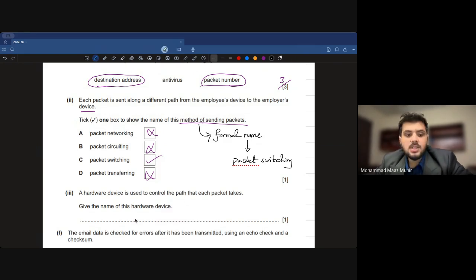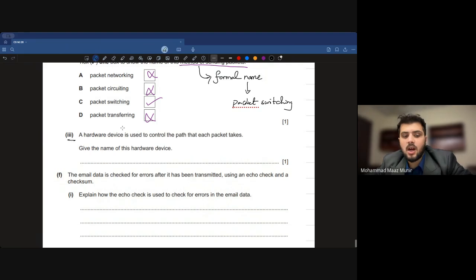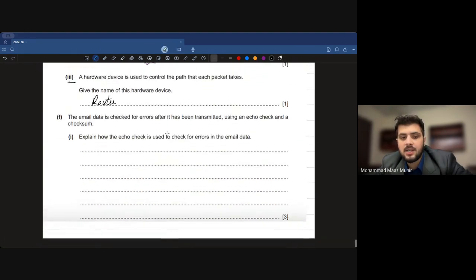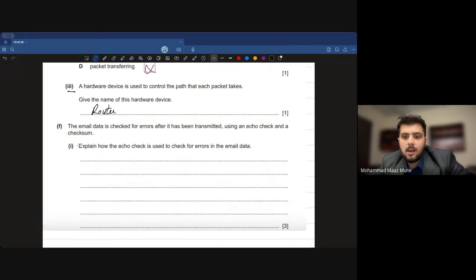Perfect. All right. So now the third part of the same question says that a hardware device is used to control the path. And what's the name? We did it multiple times. It's basically a router. And then the last part says that email data is checked for errors, and it is making use of an echo check. Now, because we did echo check, I won't be repeating it again.